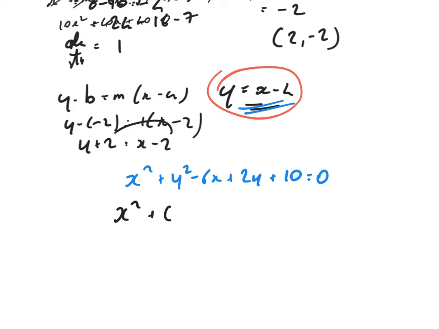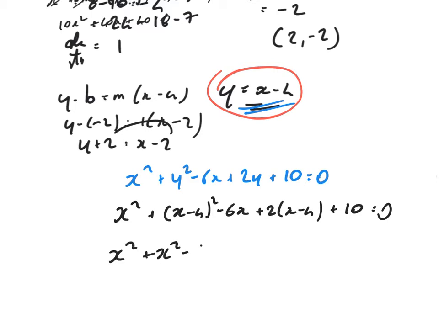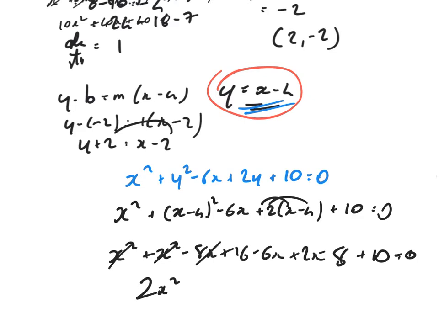So (x² + x − 4)² − 6x + 2(x − 4) + 10 = 0. So it's x² + x² − 8x + 16 − 6x + 2x − 8 + 10 = 0. And that will be 2x², that's −8x − 14x − 12x... 16 − 8 is 8, plus 10 is 18, and that's equal to 0.